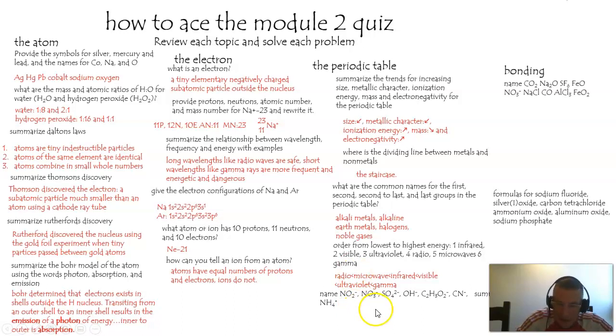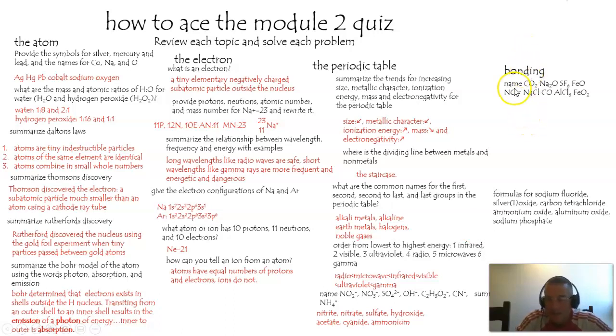Name these. These are just memorization, or if you have a table available, just look them up. You'll find that this is nitrite, nitrate, sulfate, hydroxide, acetate, cyanide, and ammonium. They are known as the polyatomic ions. Most of them actually are anions, and there's a lot more.